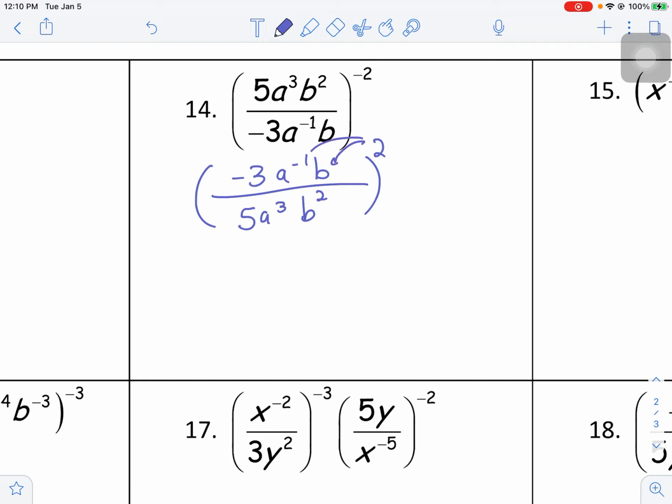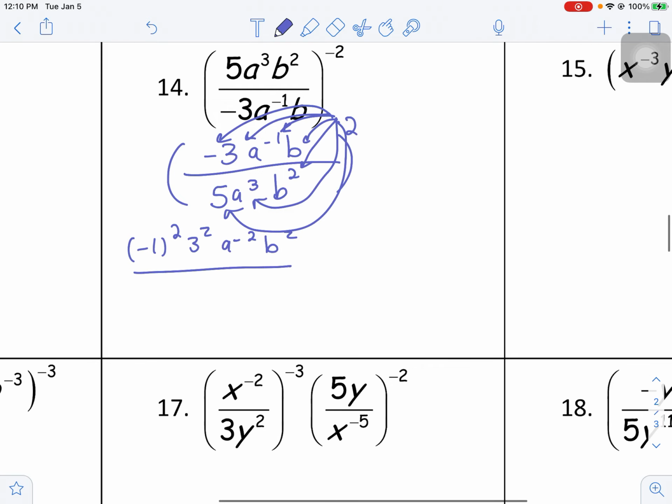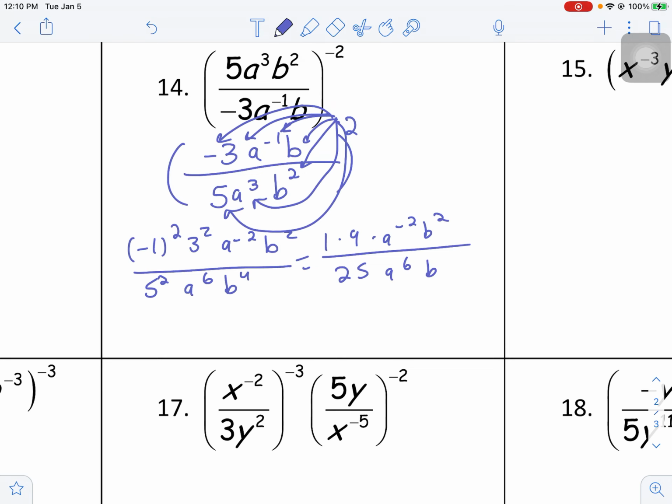Now I'm going to distribute squared to everything, including the negative here. So lots of things to distribute squared to. Negative 1 squared, 3 squared, a to the negative 2, b squared, over 5 squared, a to the 6th, b to the 4th power. That gives us positive 1, so 1 times 9 times a to the negative 2, b squared, over 25, a to the 6th, b to the 4th.